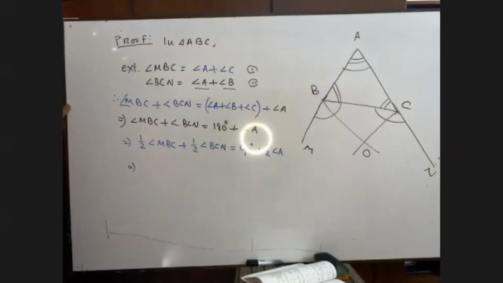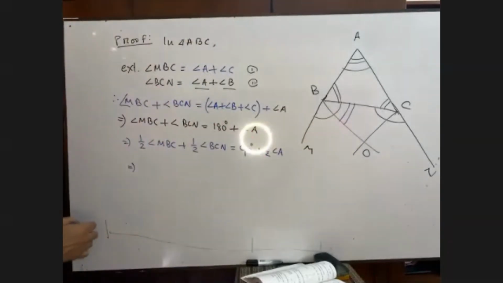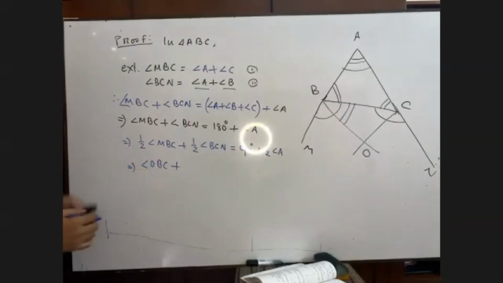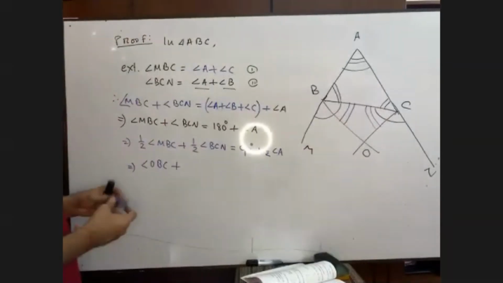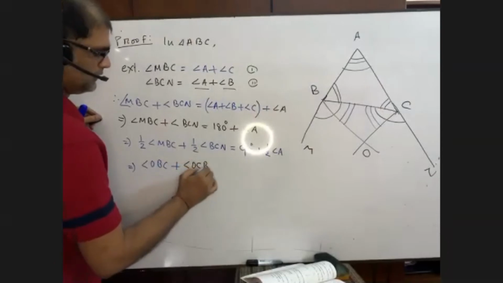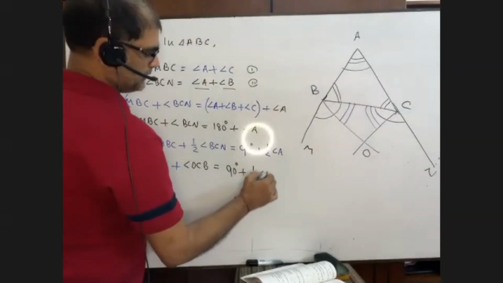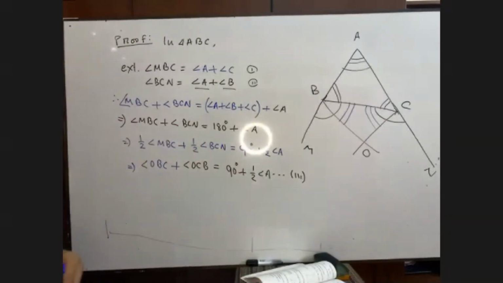Now what is half of angle MBC? Half of angle MBC means angle OBC. And what is half of angle BCN? That is angle OCB. So OBC plus OCB is equal to 90 degrees plus half of A, and this is equation 3. Is it okay to all? Yes, sir.